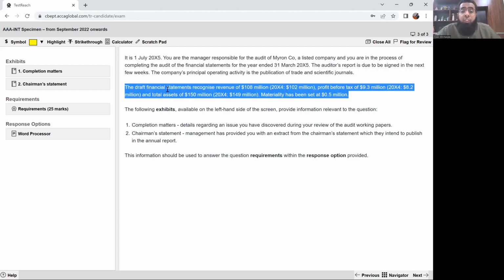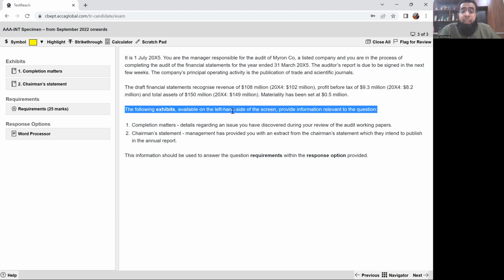The draft financial statements recognized revenue of $108 million. In 2004, it was $102 million. Profit before tax of $9.3 million. In the previous year, it was $8.2 million, and total assets of $150 million. Materiality has been set at $0.5 million. So the question has already given us the materiality level which we have to use throughout the question.